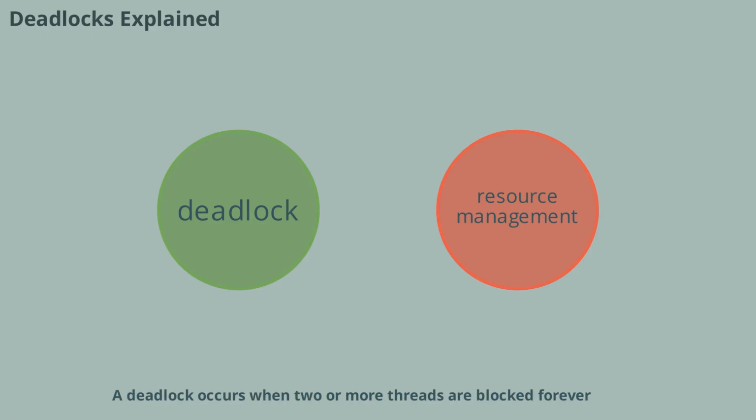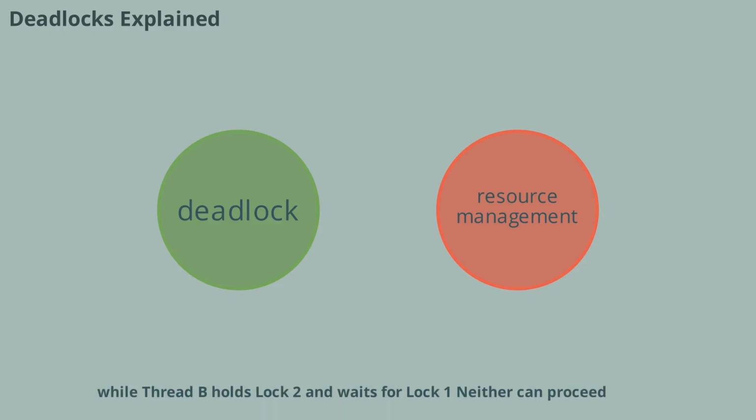Deadlock occurs when two or more threads are blocked forever, each waiting for the other to release a resource. This typically happens when threads hold locks and request additional locks held by others. For example, thread A holds lock 1 and waits for lock 2, while thread B holds lock 2 and waits for lock 1. Neither can proceed, causing a deadlock. Avoiding deadlocks requires careful design and resource management.